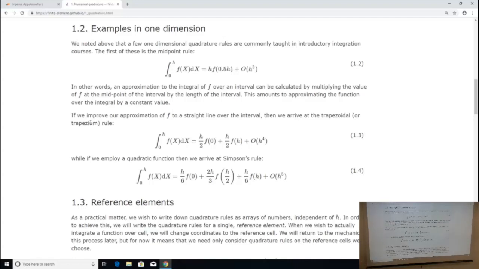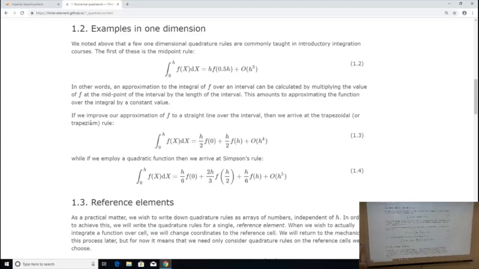And so that now starts getting a bit painful, because what we've got are quadrature rules that are written out in terms of something like the interval 0 to h, or maybe the unit interval 0, 1, or sometimes people use a different base interval, which is -1 to 1, because then symmetries work out nicely. So what we actually do as a practical matter is we work out a quadrature rule on what we call a reference element.